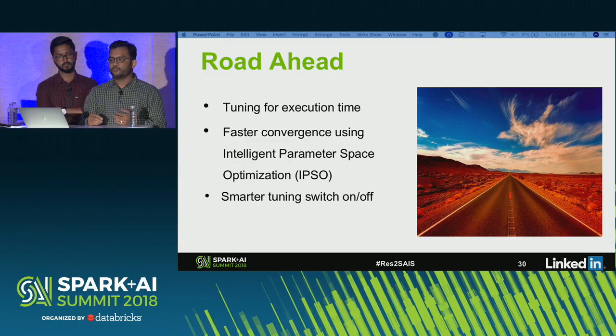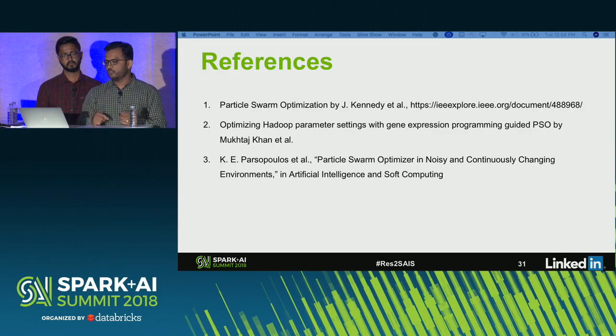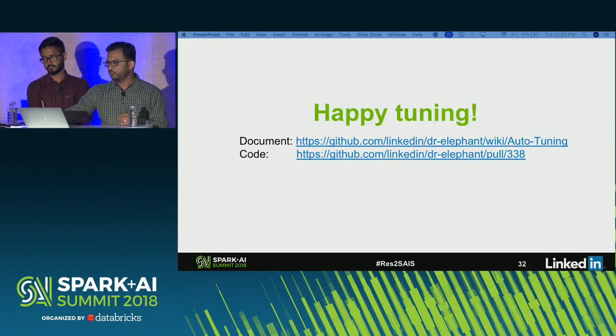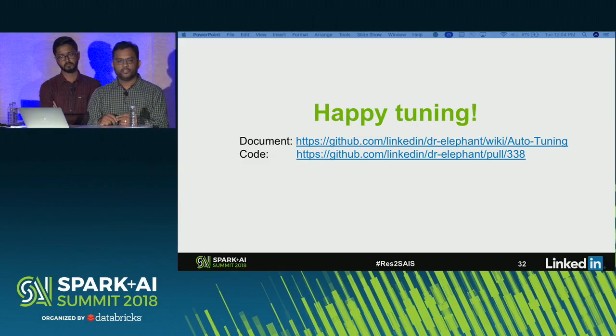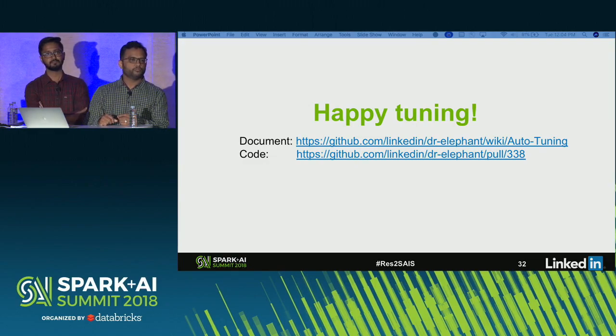We already have the feature of switch off, but we want to do switch on as well automatically, by looking at the current runs and seeing if there is a deviation in the resource usage or execution time. We want to switch on the algorithm. So these are some of the references we have used. Happy tuning. Thank you.